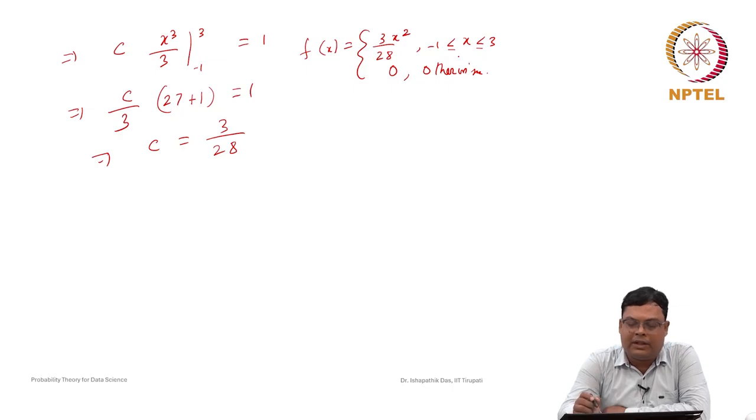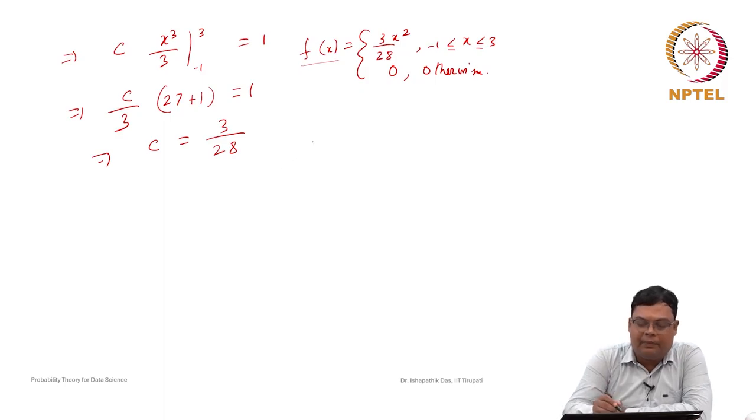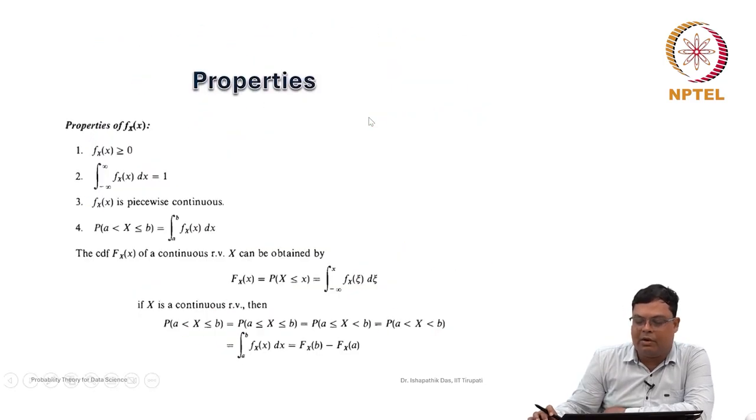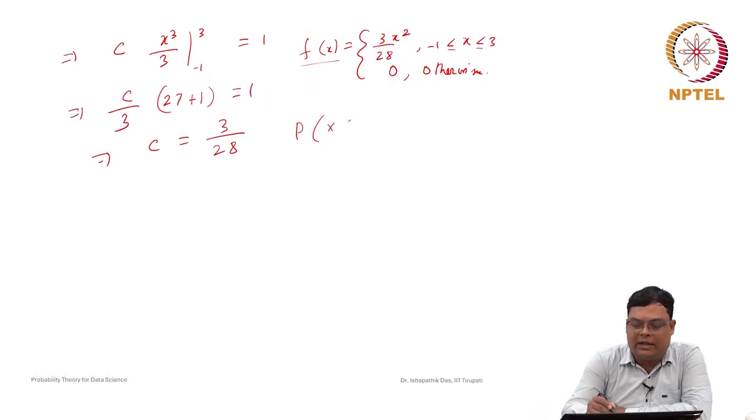Now the next question: you can see that this function satisfies all the properties. Mostly these are the important properties: f(x) has to be greater than or equal to 0, and the integration will be 1. With the constant 3 by 28, it will be 1. Now, how can you find the probability that x is less than or equal to 0? The second question was to find the probability of x less than or equal to 0.